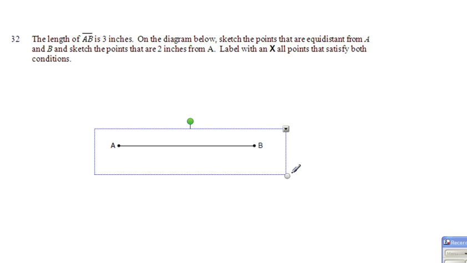Now here we have, sketch the points that are equidistant from A and B. That means it has to be a perpendicular bisector.